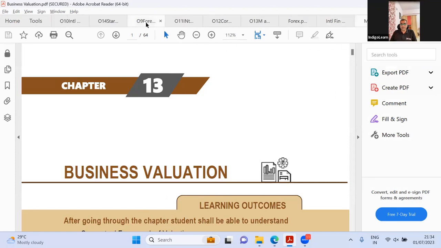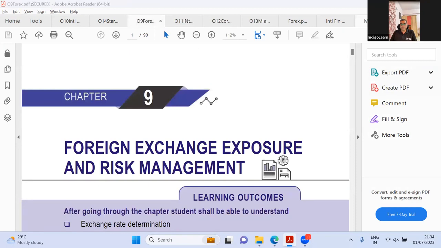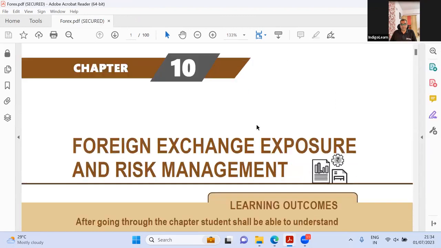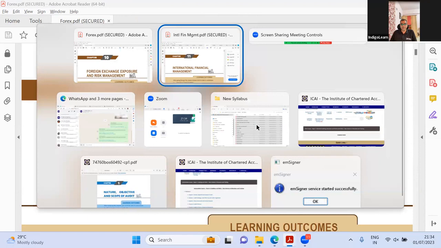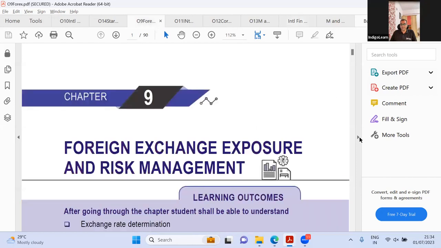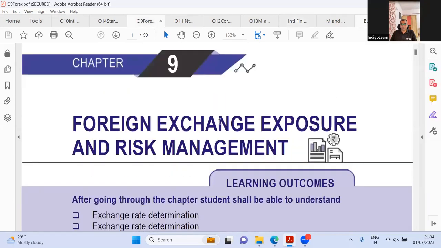After derivatives, I think we had Forex, right? If I'm not wrong. Yeah, Forex. So let me take Forex out, and Forex is here as per the new syllabus. It's about 100 pages. And in the old syllabus, Forex is about 90 pages. So they've added 10 pages. Let us see what have they added.